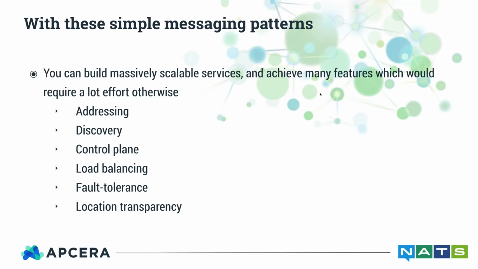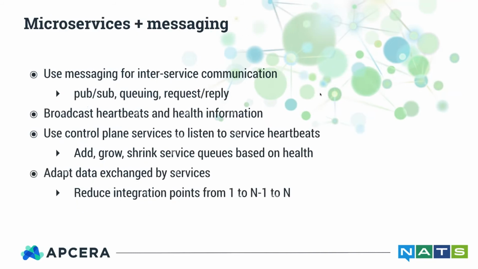And because messaging is location transparent, we're not really aware of who is actually making a request or who's providing the response. We can actually scale in different ways. So microservices and messaging is actually a really good combination because we can use messaging for inter-service communication using the 3 patterns that I showed earlier. And then if we build additional functionality into those clients, we can start building a whole platform that can be managed by the same messaging infrastructure.